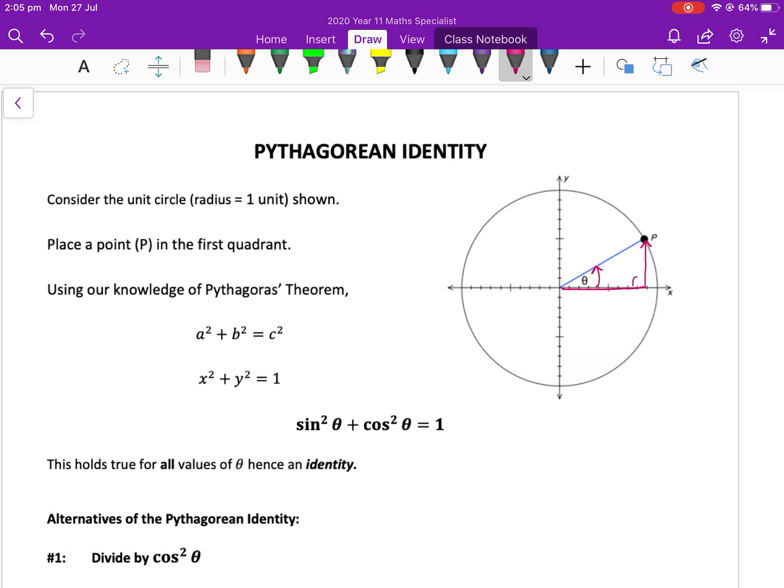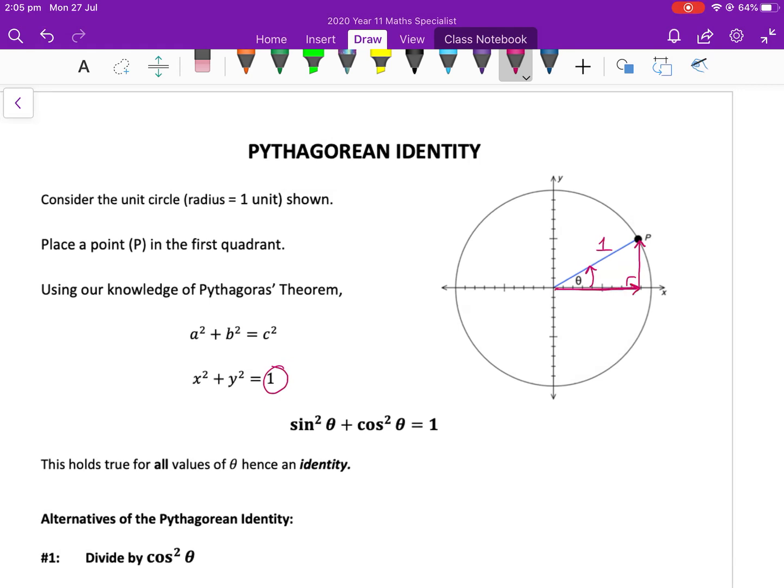Now, if we were using Pythagoras' theorem, we would say x squared plus y squared equals the hypotenuse squared, and the hypotenuse obviously is 1, so 1 squared is 1. But in using trigonometry, we would represent the x value as cos theta, and we would represent the y value as sine theta. So taking this idea, we have the Pythagorean identity, that's cos squared theta plus sine squared theta equals 1. We know that this holds true for all values of theta, hence it is called an identity.